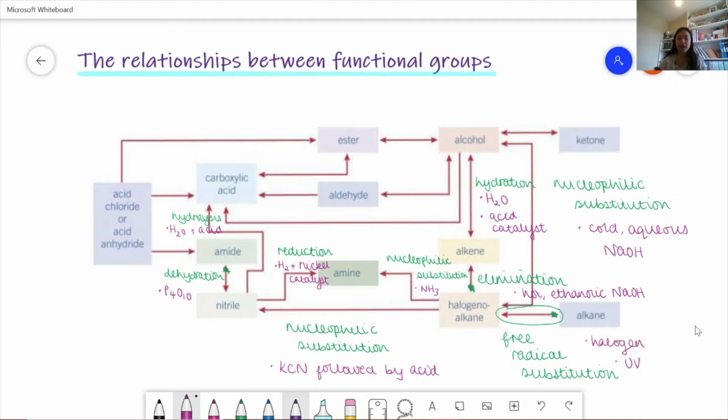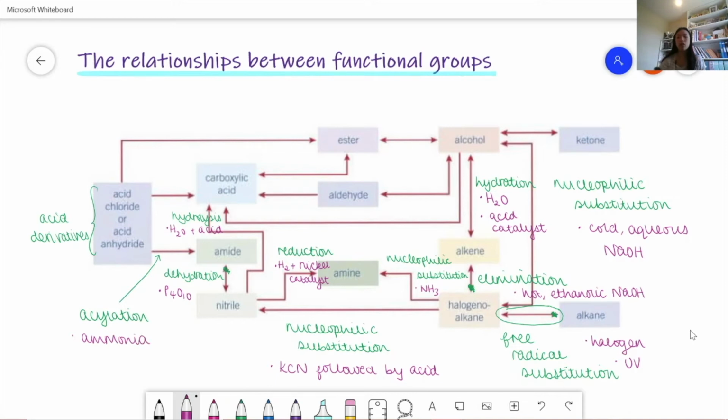And then this reaction here to get from an acid chloride or an acid anhydride to an amide. So all of these acid chloride and acid anhydride reactions are all acylation reactions because these are both acid derivatives. So here we have an acylation reaction. And the nucleophile we use to form an amide is ammonia. So that is our reagent.